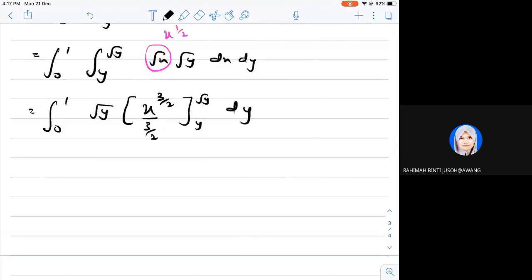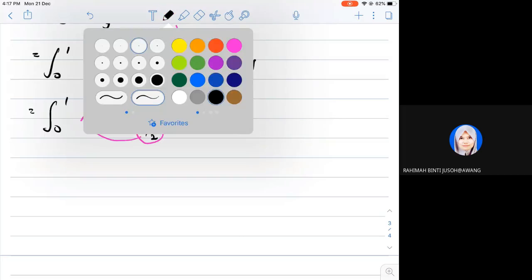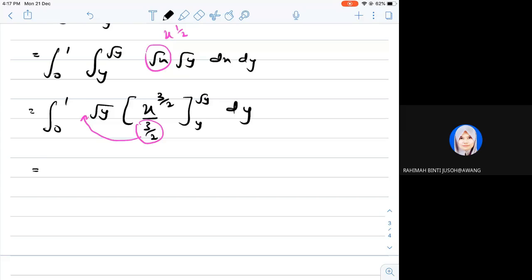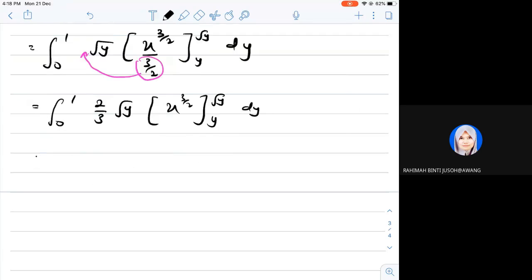Now I would like to take this up here because it's just a constant. So it will become the integration from 0 until 1, 2 over 3, up there, isn't it? So square root of y, and then substitute x to the power of 3 over 2 here with square root of y and y. So we can have 0 until 1.